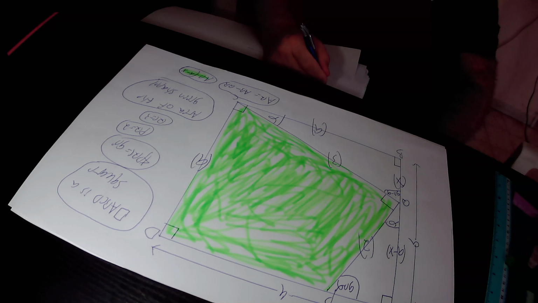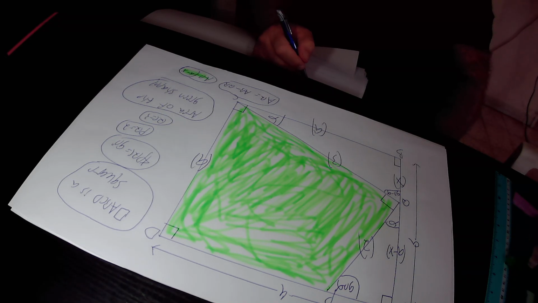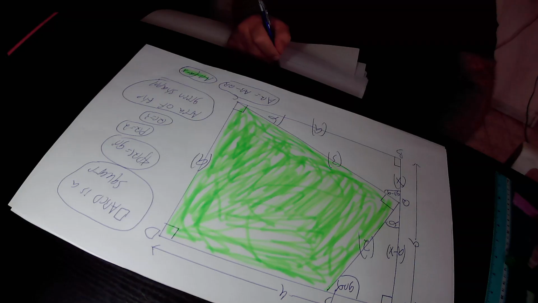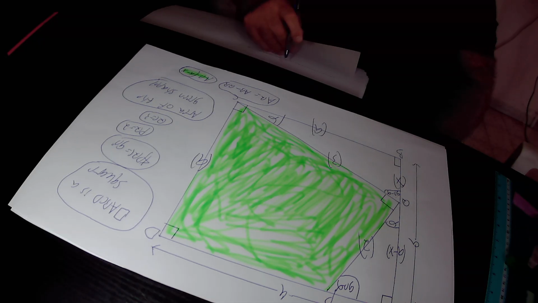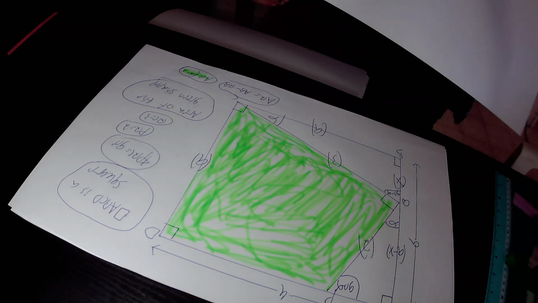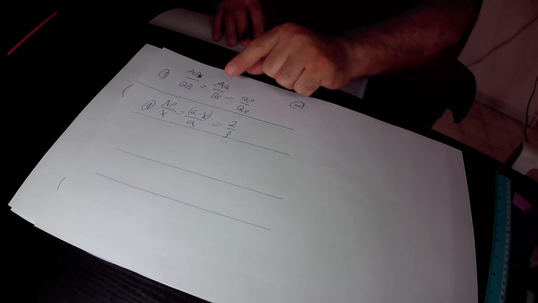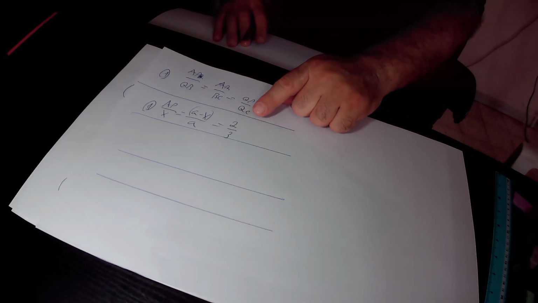AP is the missing side, so we keep it as it is, over QB. QB is X, and it is also equal to AQ. AQ is A minus X over BC. BC is A, and it is also equal to QP, that is 2, over QC, that is 3. So in total, we find that AP over X equals A minus X over A equals 2/3.